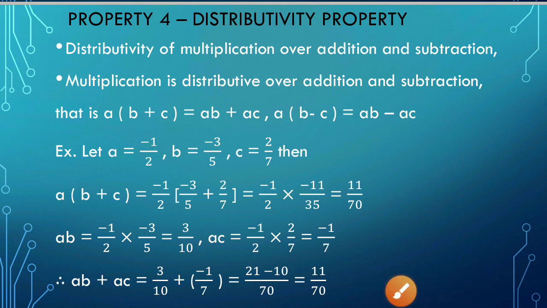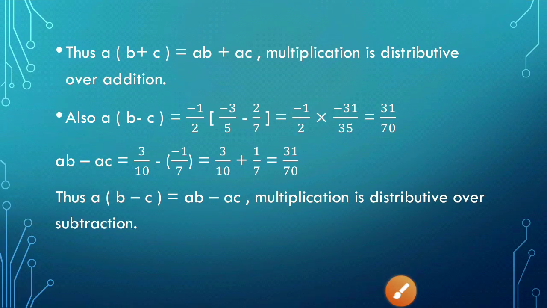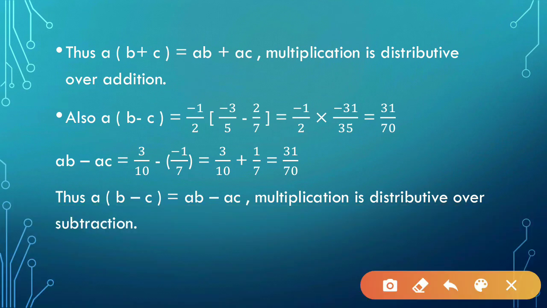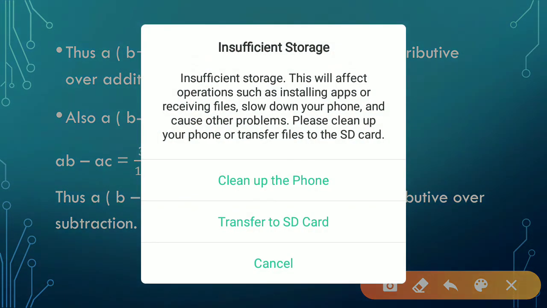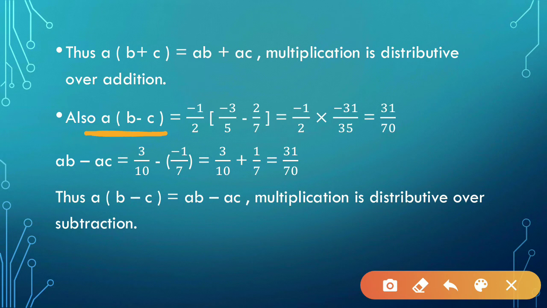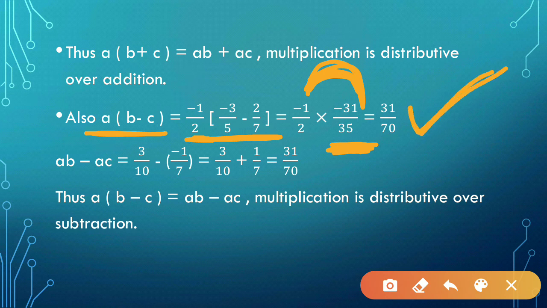Now let's understand this condition. First solve A into B minus C. First you solve the bracket B minus C, and A will be as it is. So when you solve this bracket you will get minus 31 by 35, and when you multiply both the numbers you will get 31 by 70. This is your left hand side.